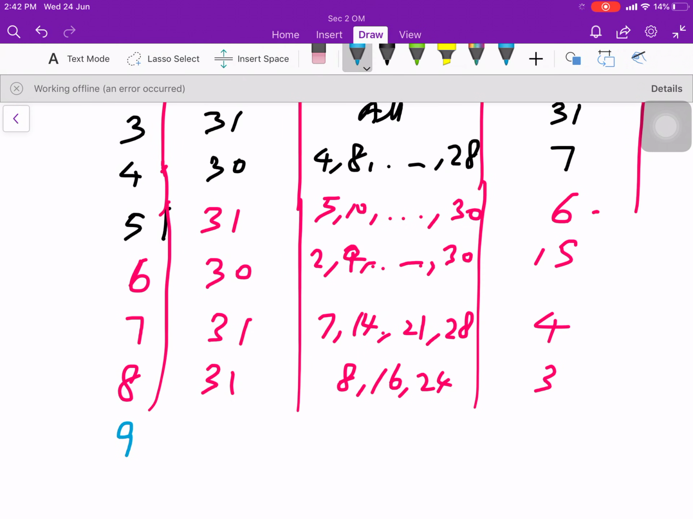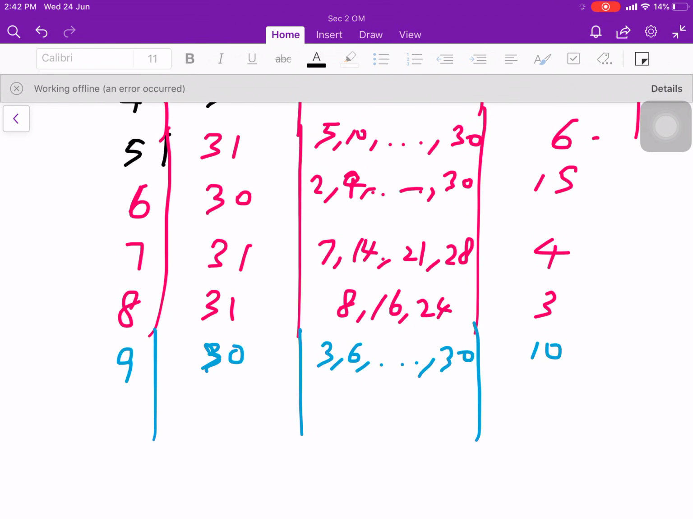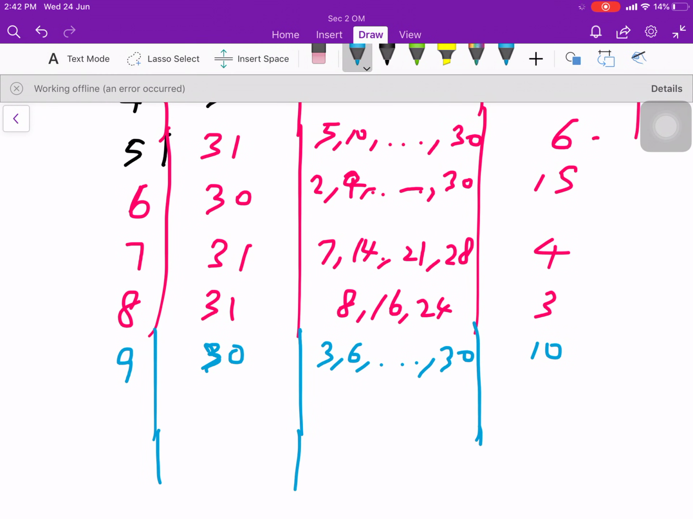Now, if it is 9, then it's 30 days. We say that it must be a multiple of 3, right? Therefore, 3, 6, all the way to 30. In this case, you get 10. Then now, 3 more months to go. Look at 10. You get 31 days, October. Then it must be a multiple of 10. Therefore, in this case, you get 3 days.